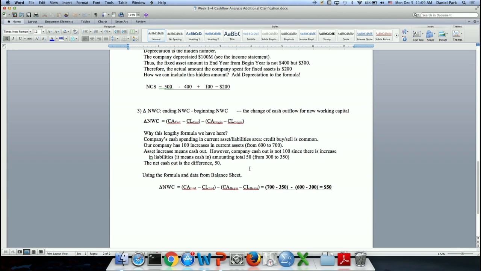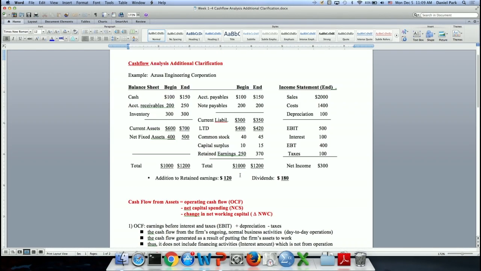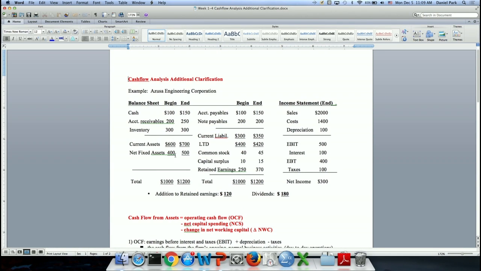If you don't like this one, then you can do current asset differences in 2 years and current liability differences in 2 years. As we explained here, 700 minus 600, that's 100. And here, 350 minus 300, that's 50. You subtract the two. That's another way you can get the 50 million short-term area spending as the right answer.